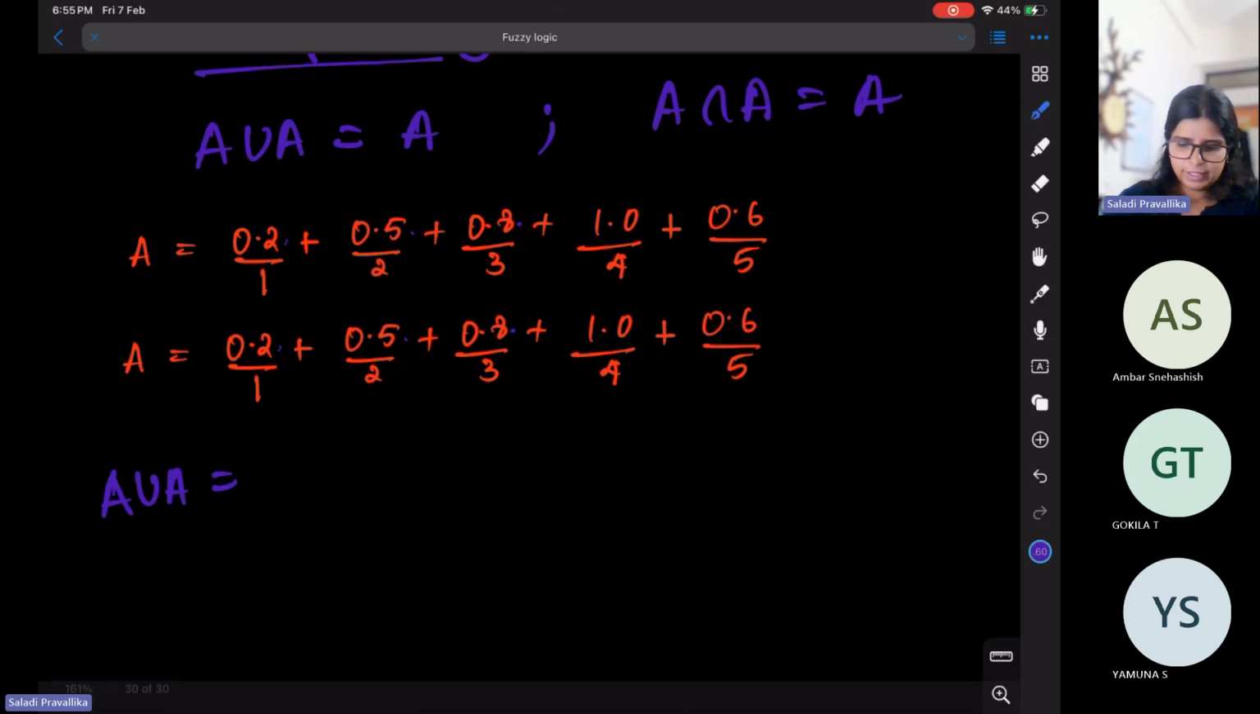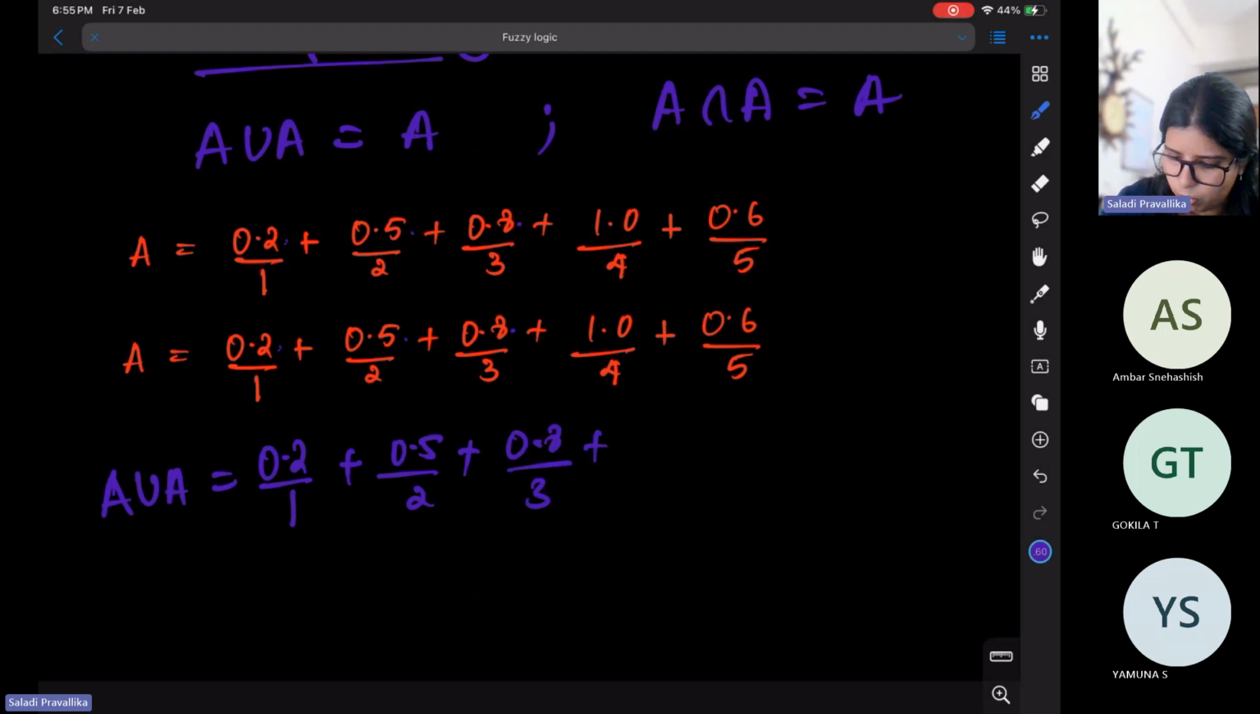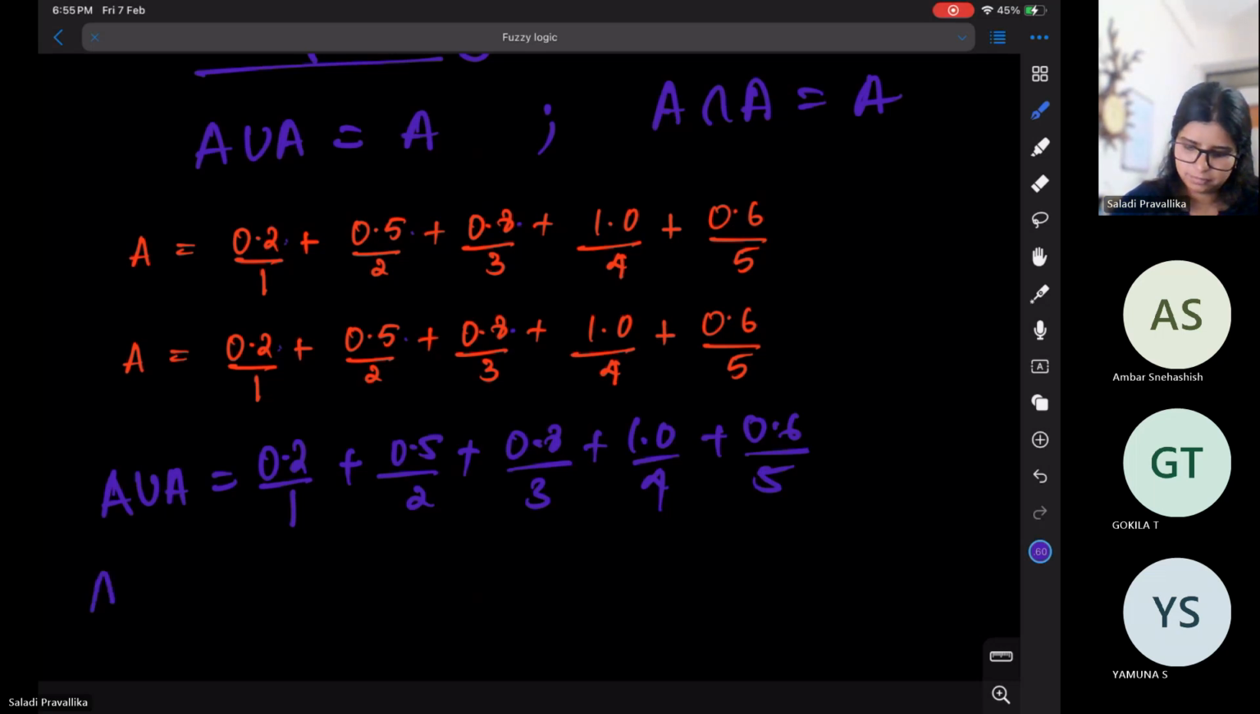Okay. So A union A. When we are taking the minimum or the maximum between the same values, that is 0.2 and 0.2, 0.3 and 0.3, it is going to give you the same output, right? 0.2 or 0.3, whichever the value is. So when we are taking the maximum between 0.2 and 0.2, it is 0.2 of 1, 0.5 by 2, 0.8 by 3, 1 by 4, 0.6 by 5. And A intersection A is also going to be the same. So there is no minimum, no maximum between the same numbers. For equal numbers, there is no minimum and maximum. So it is going to give you the same values as output.